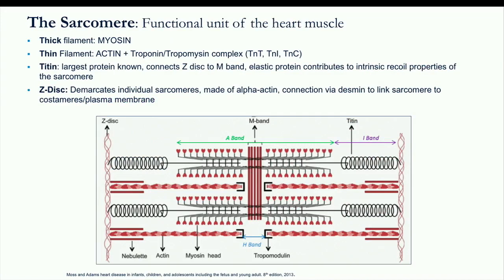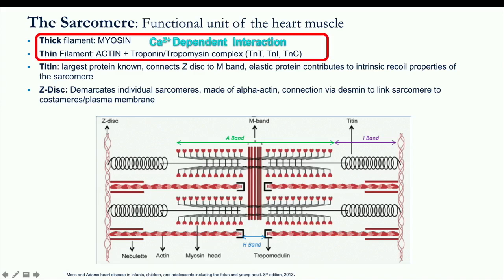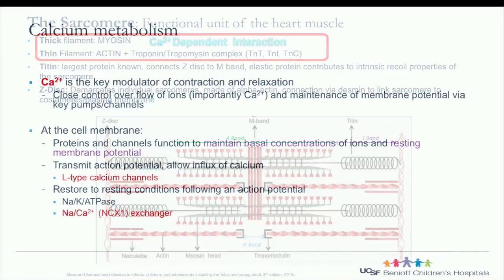And within this myocyte, the critical structure to understand is the sarcomere, which is the fundamental contractile unit. Looking at the key components of the sarcomere, we'll start with the thick filament. The thick filament, made up of myosin, which is the most abundant protein in the myocyte, comprises the A band in this diagram, and the thin filament, actin, with the troponin and tropomyosin complex, which interact in a calcium-dependent interaction.